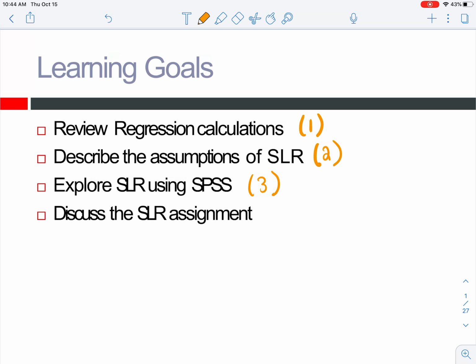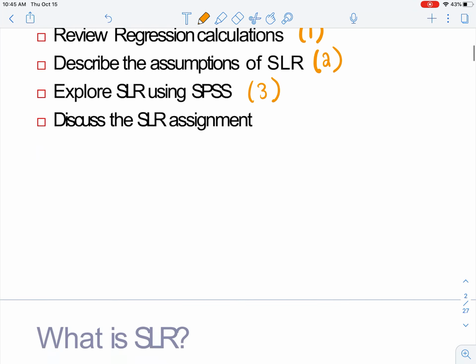In our second video, we're going to be introducing a new concept, homogeneity of variance, when we describe the assumptions of simple linear regression. So we have some old assumptions that will be familiar, and then we're going to add our homogeneity of variance. In the third video, we're going to explore simple linear regression using SPSS. And then once we get into lab, we're going to do a little bit more exploring and practicing with our simple linear regression and get into the simple linear regression lab assignment.